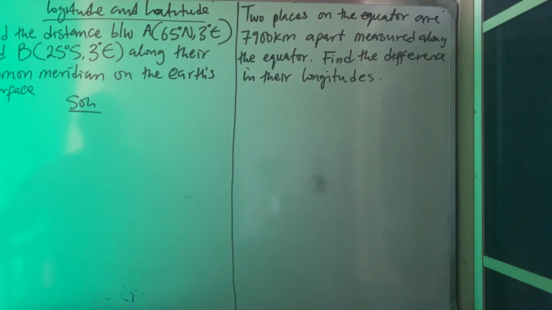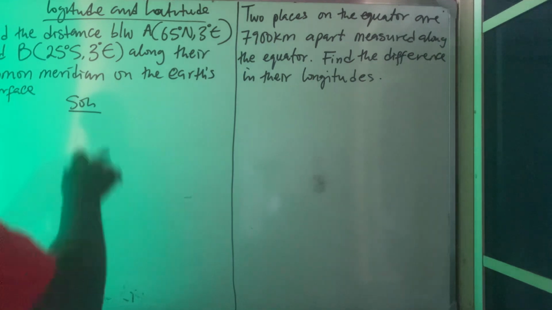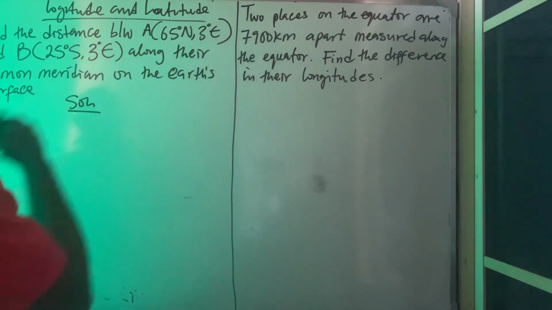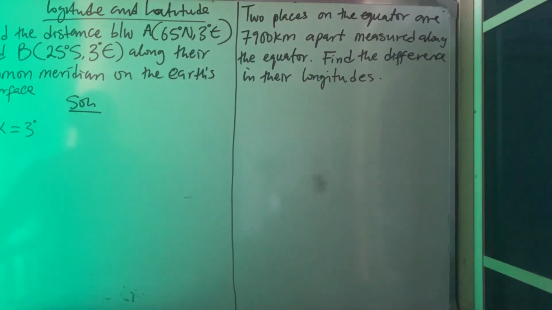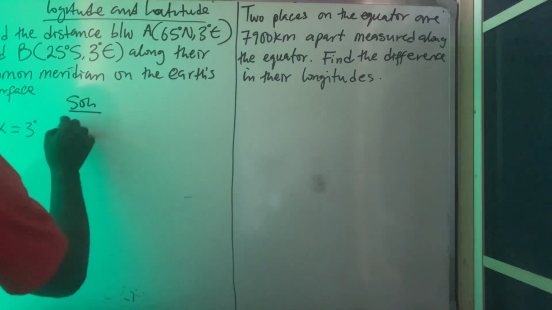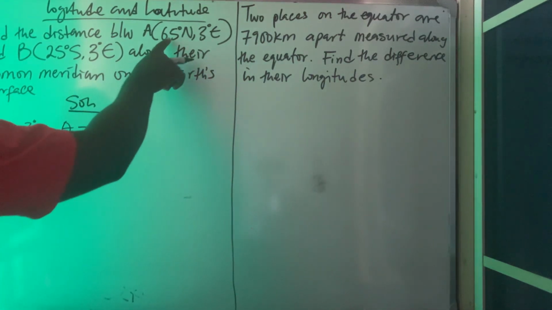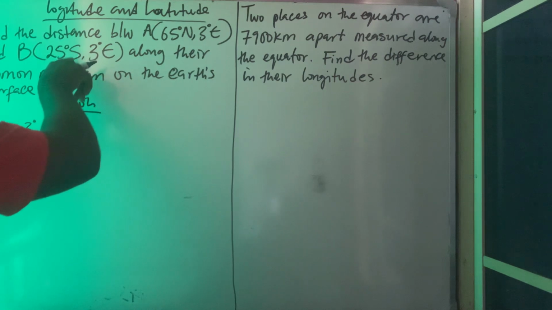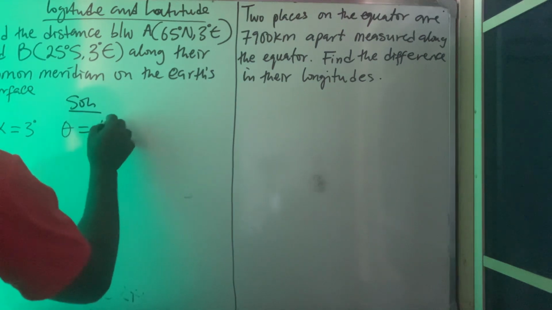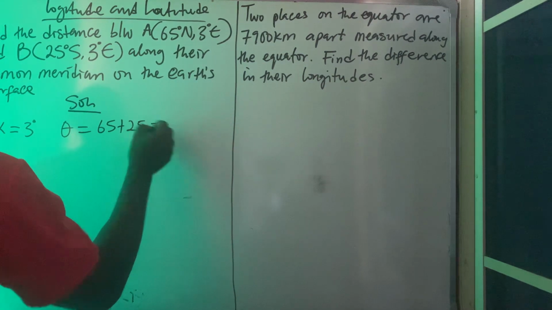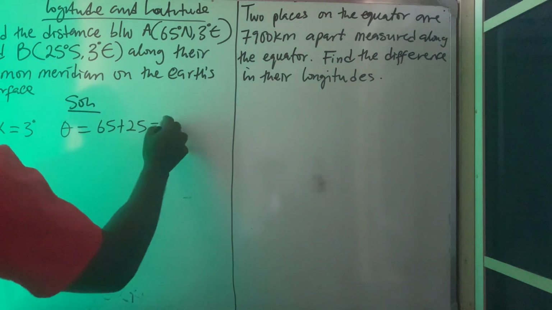Right, so let's solve this simple question. It says find the distance between these two things. Like I told you in our former video, this is the second video on longitude and latitude. In our former video, I told you that anyone that is the same is your alpha. So my alpha is equal to what? 3 degrees. Then your theta is gotten from the remaining one. This is 65 north and 25 south. North and south are not on the same side, so I'm going to add. So it will be 65 plus 25, which will give you 90 degrees.